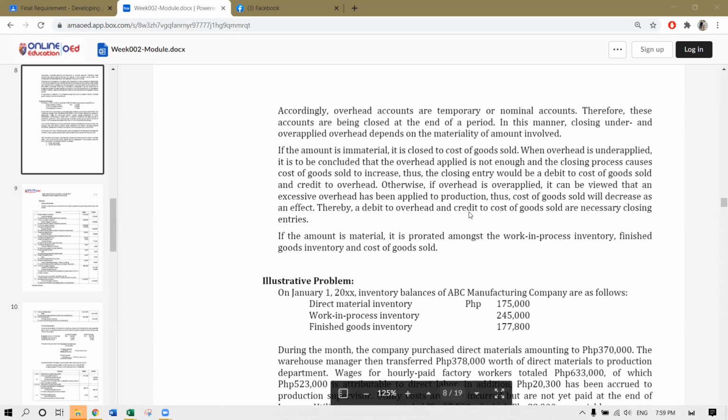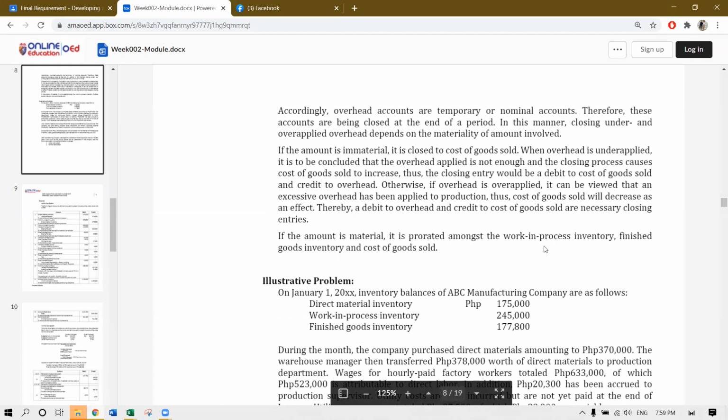So, debit to cost of goods sold, debit to overhead, and credit to cost of goods sold are necessary in closing the entries when it is an excessive overhead or an over-application. But if the amount is material, it is prorated among the work in process inventory, finished goods inventory, and cost of goods sold. So, it is ratioed, yeah.